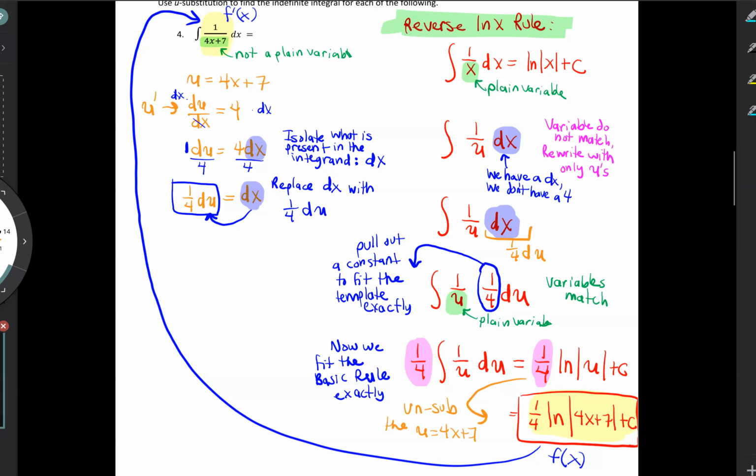Okay, so the idea on this one was that using substitution by itself left us with some stuff missing. We didn't have all the building blocks we needed to swap out x's for u's. So we had to use what we had to create an equivalent function with only u's involved.